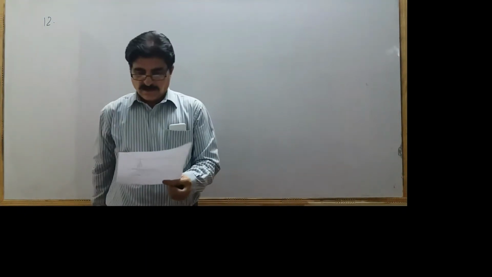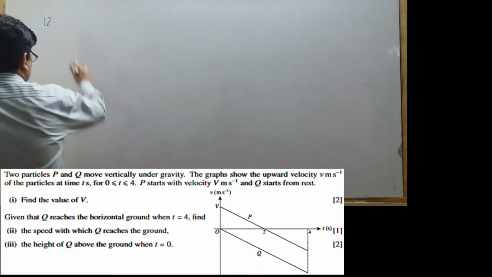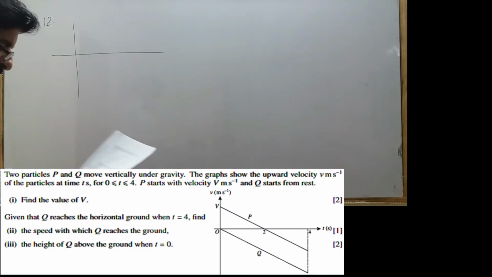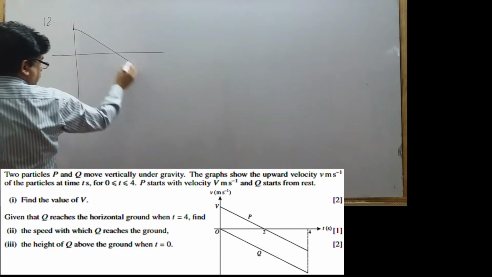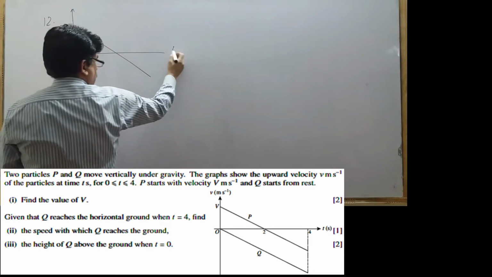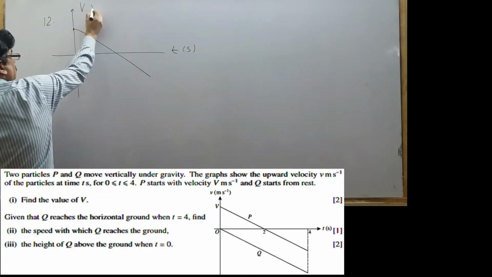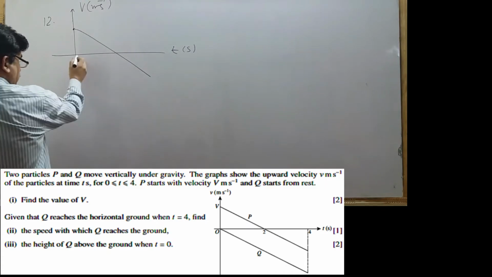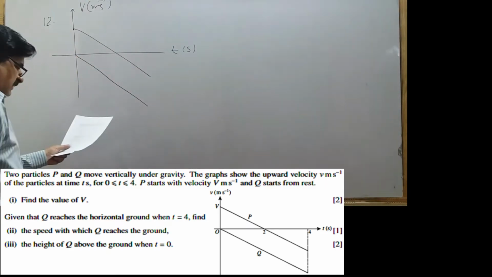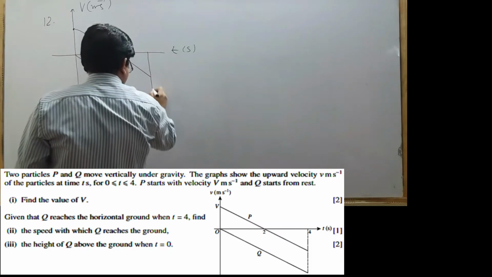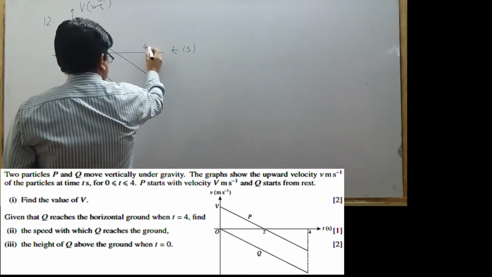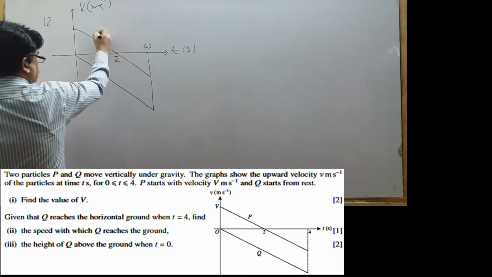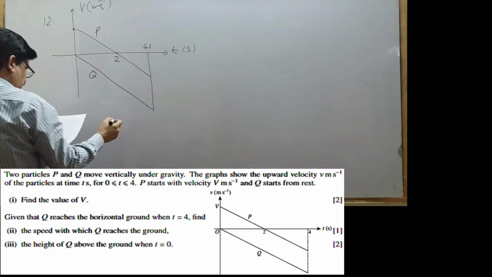Okay, next question. A different question involving the motion of two particles. This is again a velocity time graph for two particles. These are parallel lines, and this is 4 seconds, and this is the time 2 seconds. This is P, this is Q. You are given these graphs.